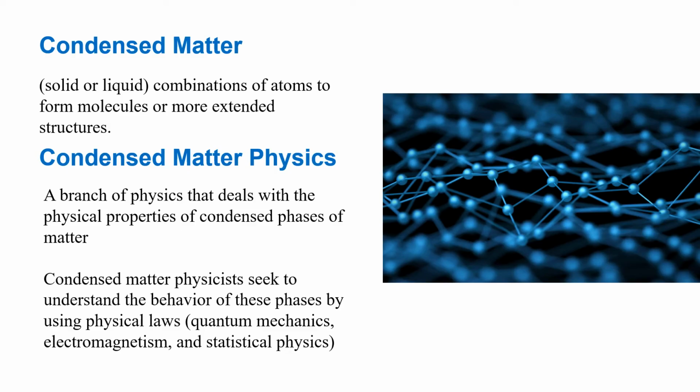To start our discussion on this lesson, let's define some terms. When we say condensed matter, this is solid or liquid, which is a combination of atoms to form molecules or more extended structures. Condensed matter physics, on the other hand, is a branch of physics that deals with the physical properties of condensed phases of matter.